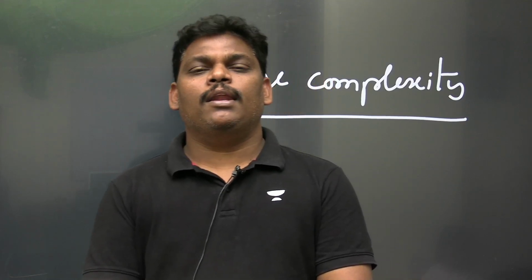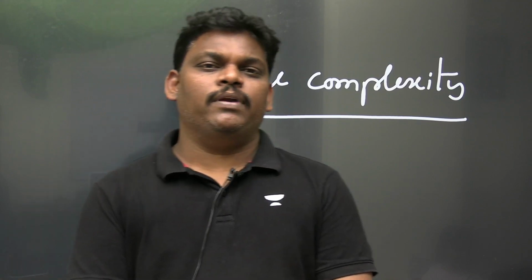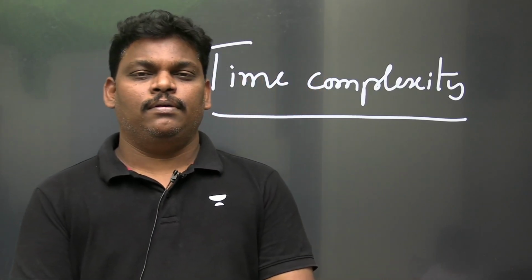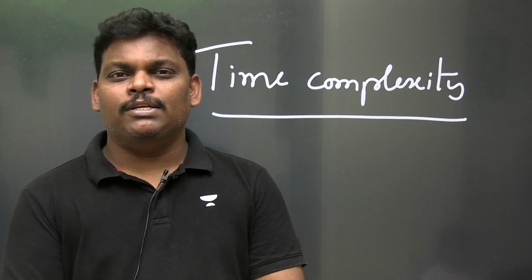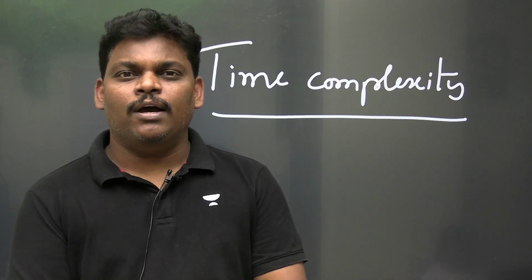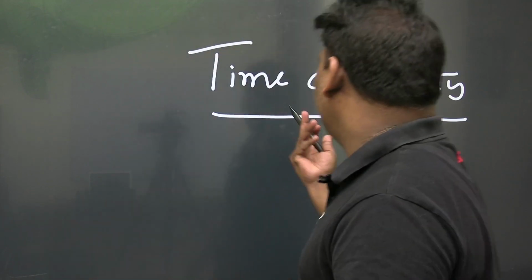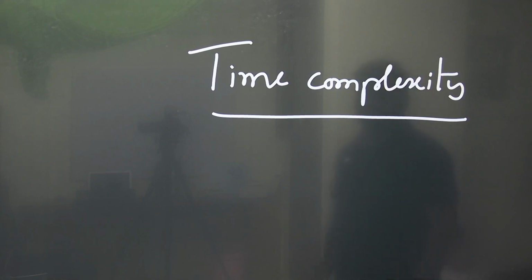So remember, software performance is calculated based on two parameters majorly: the time complexity and space complexity. Right? How to find out time complexity, in this 10 minutes video I am going to explain to you. If you listen properly, it will be really useful to you. Let's see the first one, time complexity finding.